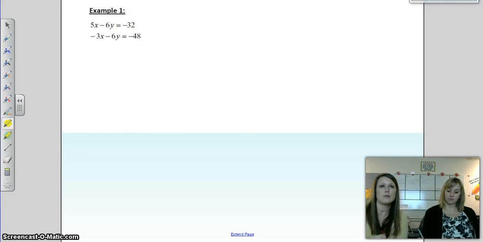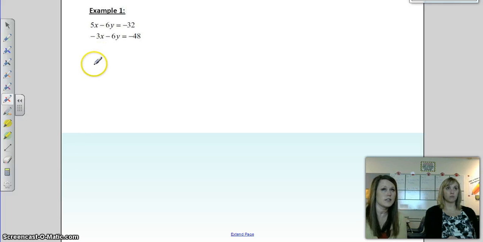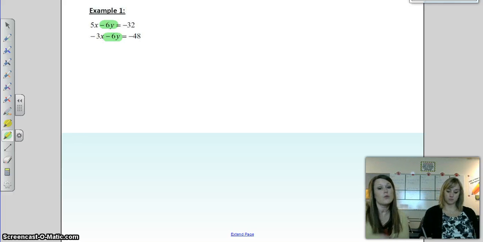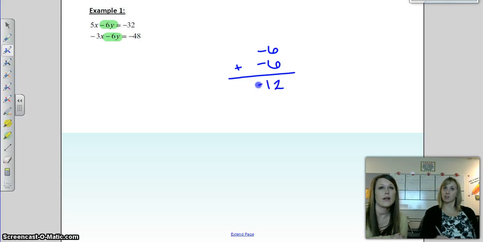So let's look at it. Here's your first example. 5x minus 6y equals negative 32. Negative 3x minus 6y equals negative 48. These are 2 different equations, just like we've been dealing with. I see that the 6y and 6y are the same, so that's going to be pretty easy to eliminate. However, they're both negative. In order for them to add together to equal 0, one has to be positive, because negative 6 plus a negative 6 is negative 12. It looks like it would be 0, but I want it to be 0.